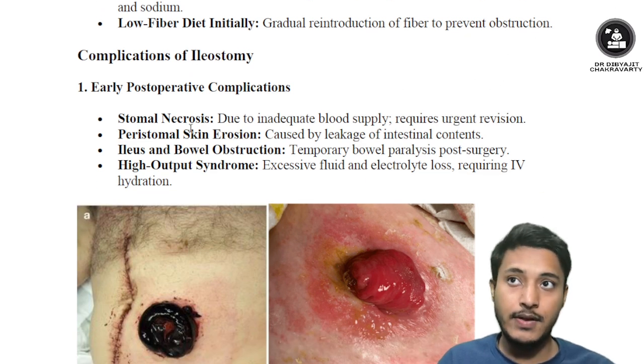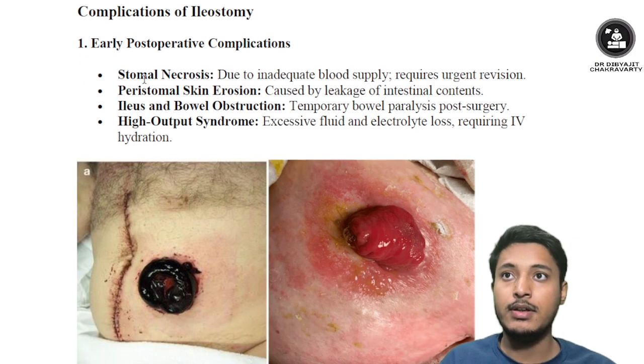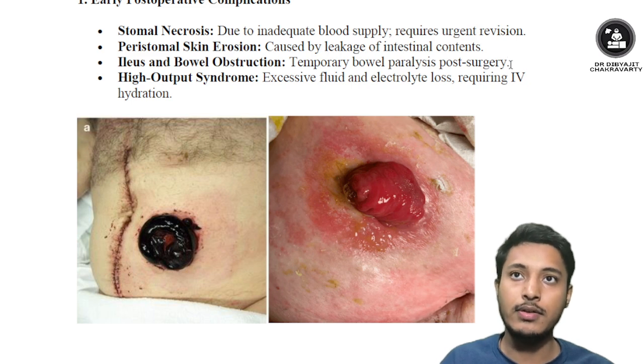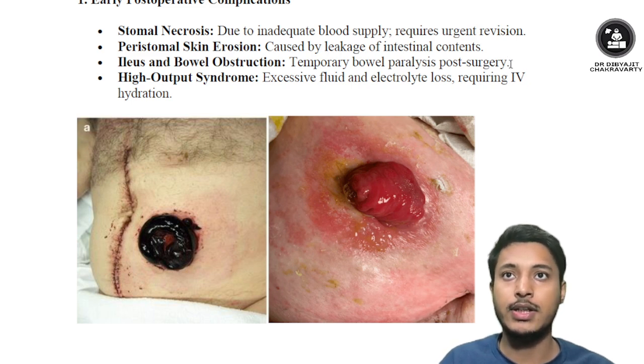What are the complications of ileostomy? Early complications begin with stomal necrosis, as we can see in the first picture, due to inadequate blood supply and requiring urgent revision of the stoma. Peristomal skin excoriation, which is the most common complication following a stoma. Ileus and bowel obstruction, which is usually temporary paralysis of the bowel post-surgical, and that resolves with correction of the dyselectrolytemia and dehydration, and sometimes on its own. High output syndrome, like excessive fluid and electrolyte loss requiring IV rehydration.